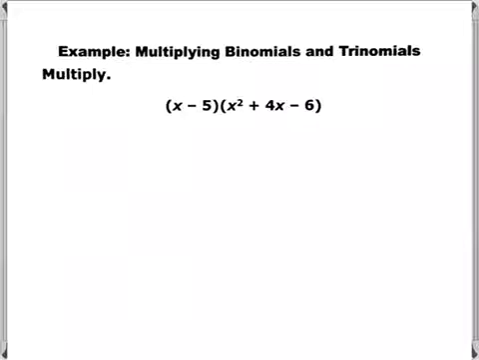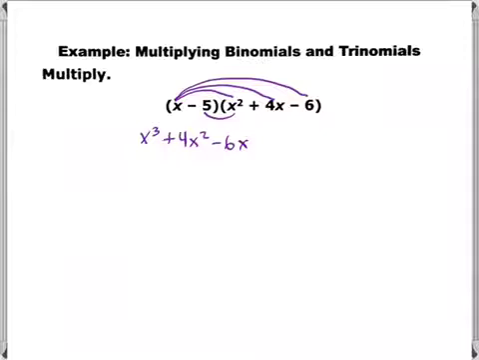So we'll take x times x squared, which gives us x cubed. We've got x times 4x, which is 4x squared. Then we've got x times negative 6, so that's negative 6x. Then we FOIL on the bottom, or distribute on the bottom, with the negative 5. So negative 5x squared here. Negative 5 times 4x is negative 20x. And then negative 5 times negative 6 is a positive 30.